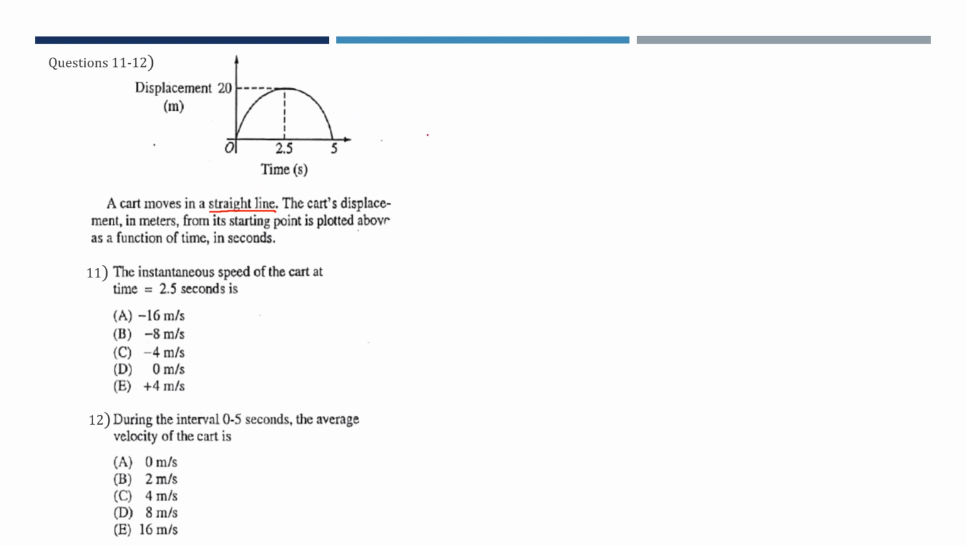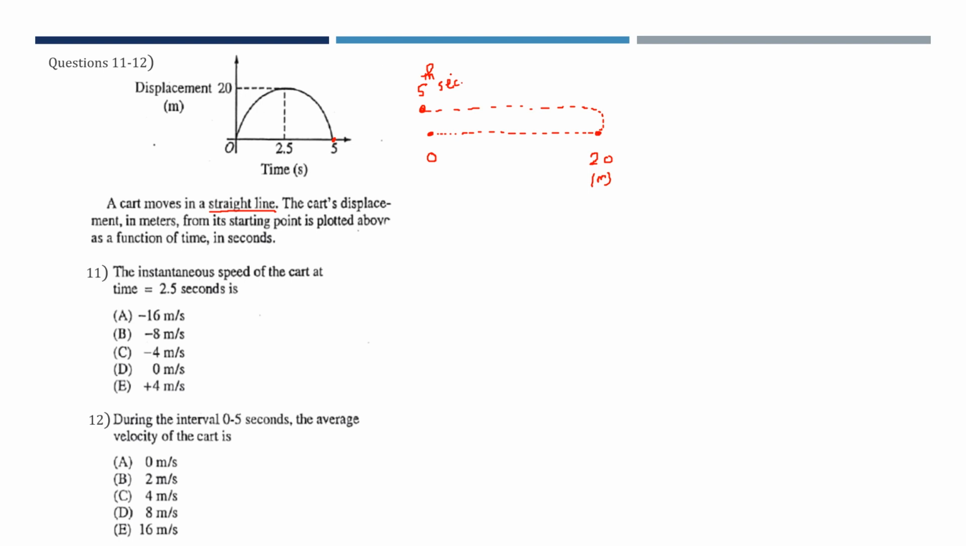What does this graph mean? It means that the cart started at time t equals 0 in a straight line, and it moves until it reaches 20 meters displacement at 2.5 seconds, and then it returned back. It returned back to the same starting point at the 5th second.